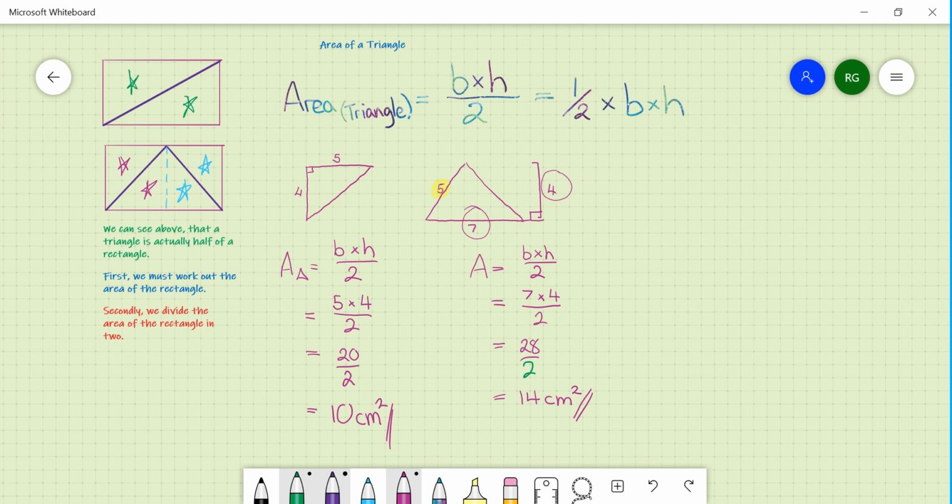The ultimate aim of today's lesson is that to determine the area of a triangle, you must first get the whole rectangle and then divide it by 2.